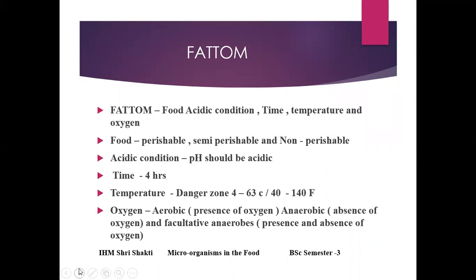Food: perishable, semi-perishable, non-perishable. As discussed in Unit 3, food contamination and spoilage, we have been talking about perishable, semi-perishable, and non-perishable foods. Acidic condition: the pH should be acidic, so that bacteria cannot survive in the product. Time: generally, bacteria in the food reach the danger zone within 4 hours. What is the danger zone temperature? 4 to 63 degrees Celsius or 40 to 140 degrees Fahrenheit.